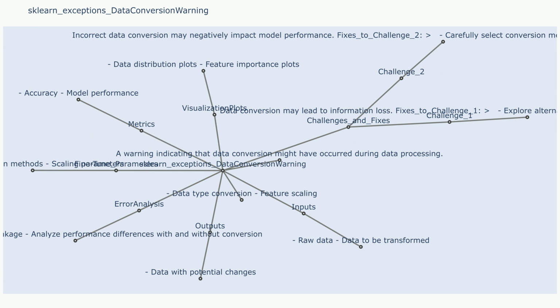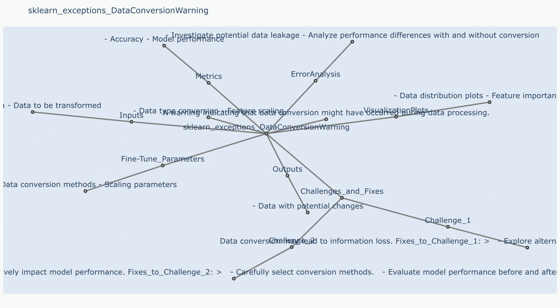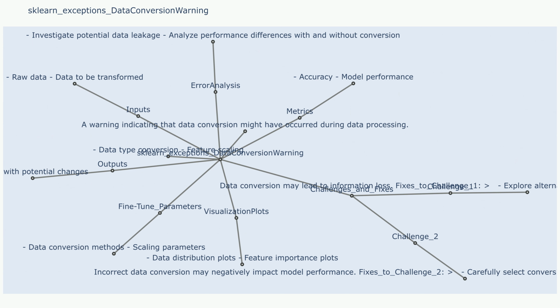Scikit-learn checks the data type of the input data. Step 2. If the data type is incompatible with the model or function, scikit-learn attempts to convert the data to a compatible type. Metrics. Metric 1. Accuracy. How well the model performs after the data conversion.